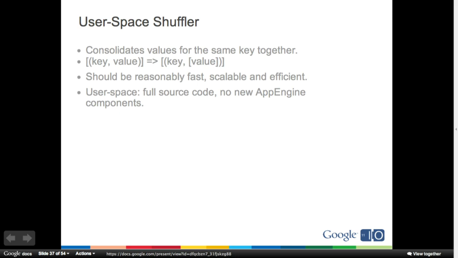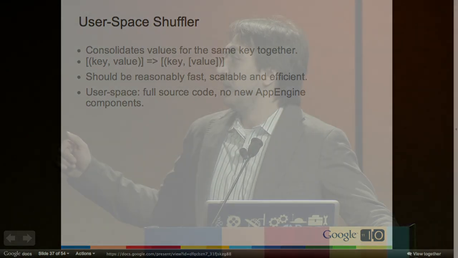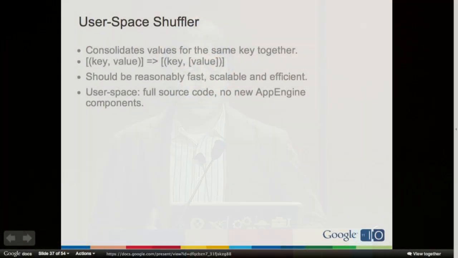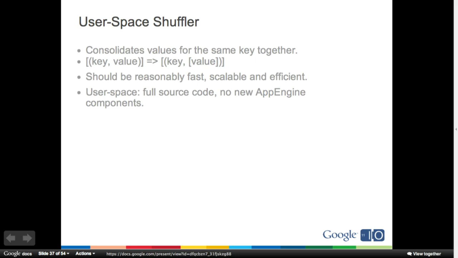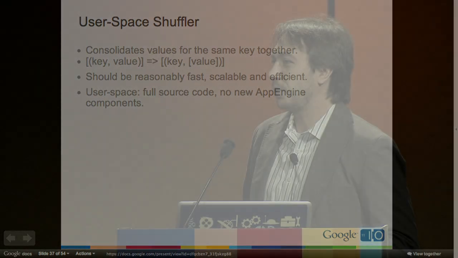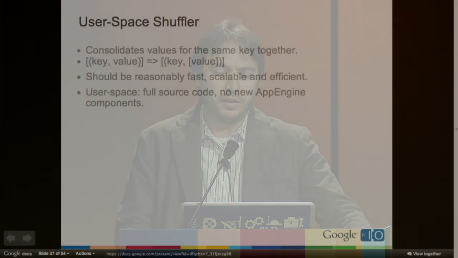And as you remember, the job of the shuffler is to consolidate values with the same key together. So look around the data, find those same keys, values together. And even though we want to have this user space shuffler, meaning that it's in full source code, it has no new App Engine components, anyone could have built something like that. We still want it to be reasonably fast, reasonably scalable, and reasonably efficient. Because you saw that 170 gigabytes is not a big deal. It's just a couple minutes, which is good.